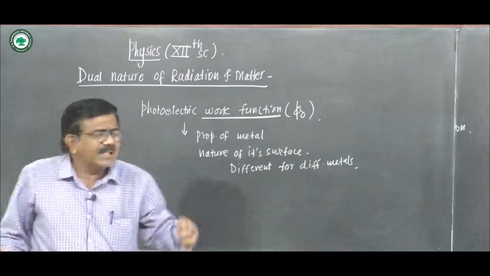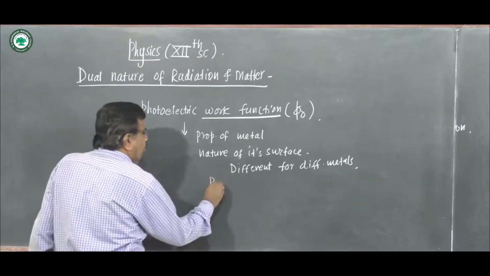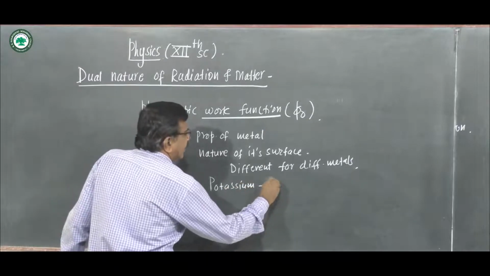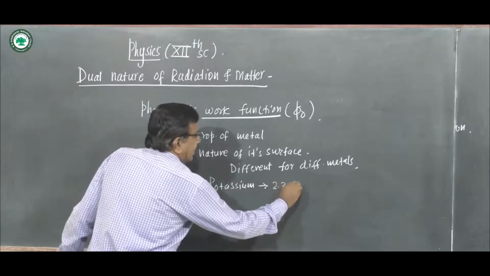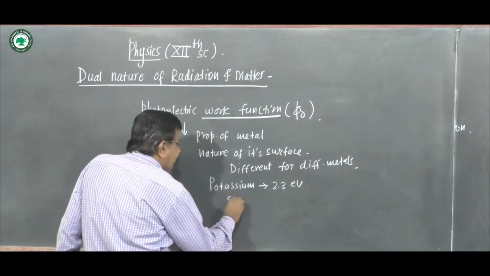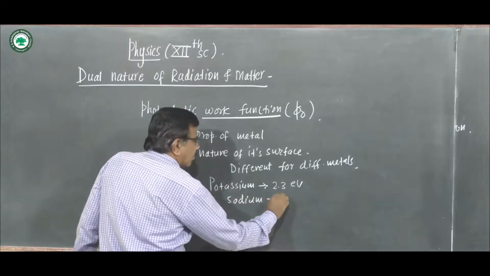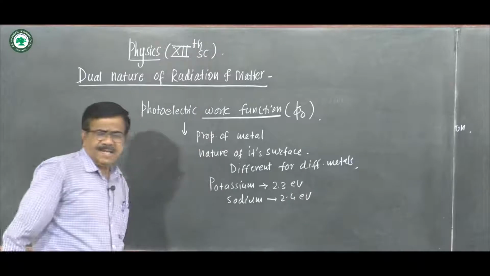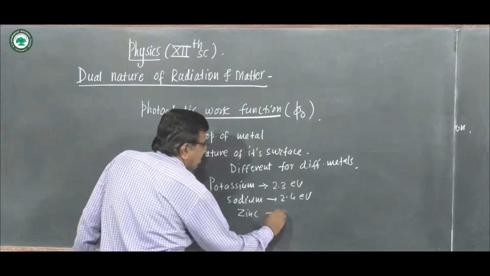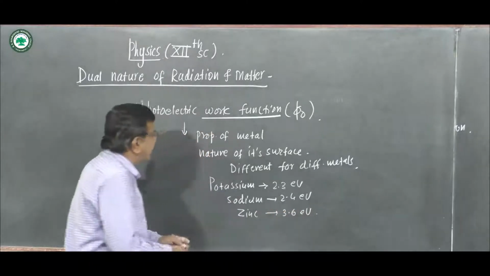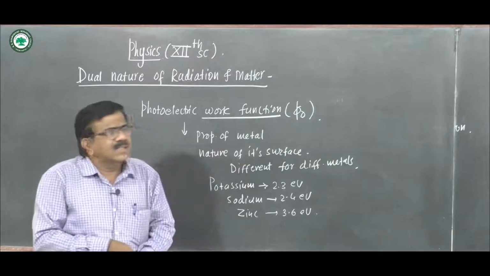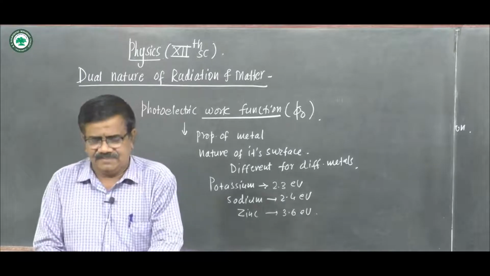For example, for potassium, this photoelectric work function is 2.3 electron volt. For sodium, it is 2.4 electron volt. For zinc, it is 3.6 electron volt. So it is different for different metals, as it depends on the property of the metal and the nature of its surface.